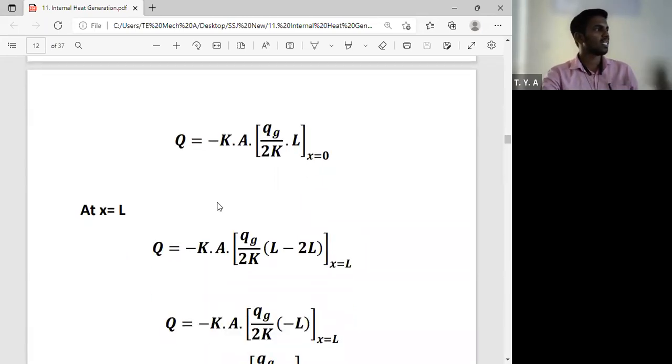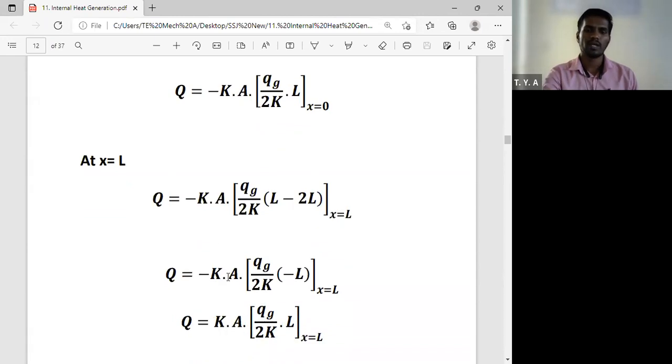Okay, now we have to consider the second condition at x is equal to L. So put the value of x as L in the same equation. So what is the equation? Q is equal to minus k into A into bracket qg by 2k into bracket L minus 2x. Instead of x we can put the value of L. x च्या जागेला L ची value put करा. So we get the equation as Q is equal to k into A into qg by 2k into L. ब्रॅकेटच्या बाहेर x is equal to L लिहू नका शेवटच्या टर्मला. Q is equal to k into A into qg by 2k into L.